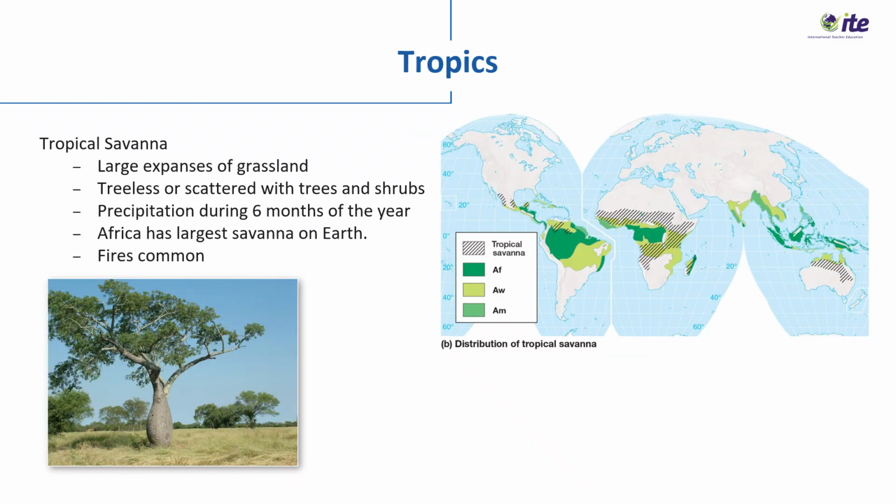The tropical savanna is another major biome within the tropics. It lies between the rainforest and desert zones, usually between 10 degrees and 20 degrees latitude. These areas experience a distinct wet and dry season.